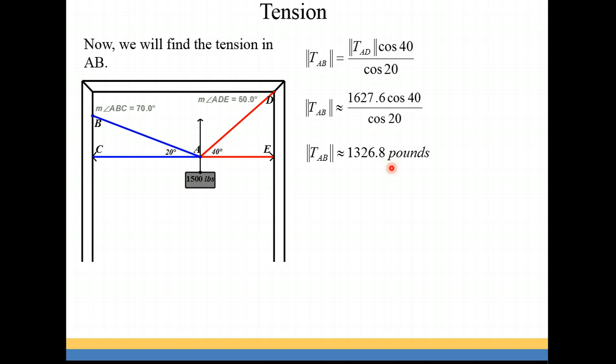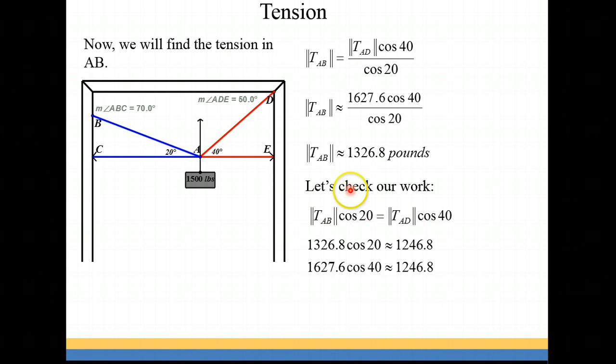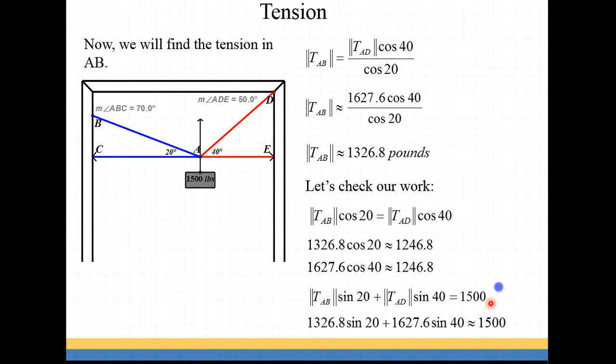Now what we want to do is check our work. So we're going to go back to the two formulas where we had the opposing horizontal forces first, and we're going to plug in the value that we found for TAB and the value that we found for TAD. So we have 1326.8 cosine 20 for the left side, and I got 1246.8. And on the right side, I got 1627.6 cosine 40, which came out to the same number, so those two sides are equal. You can also go back and check it with the vertical components. So plugging into that formula, we get about 1500, so it seems to be working for us. So we have solved that.